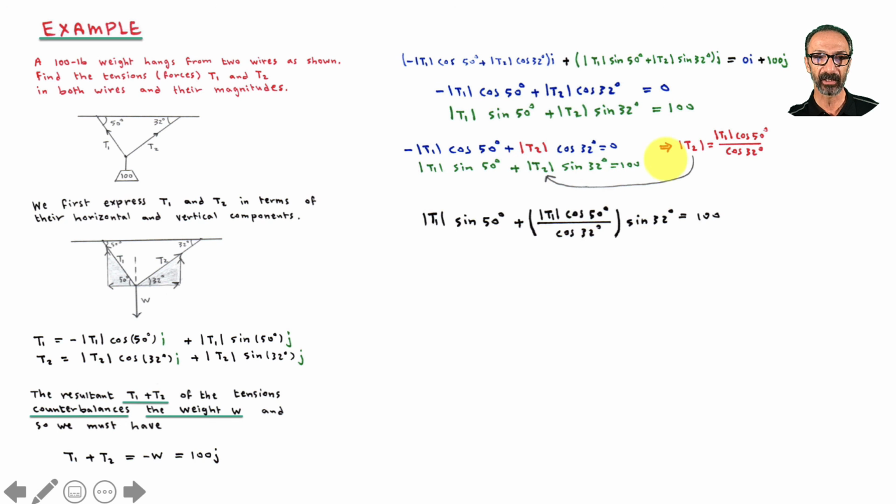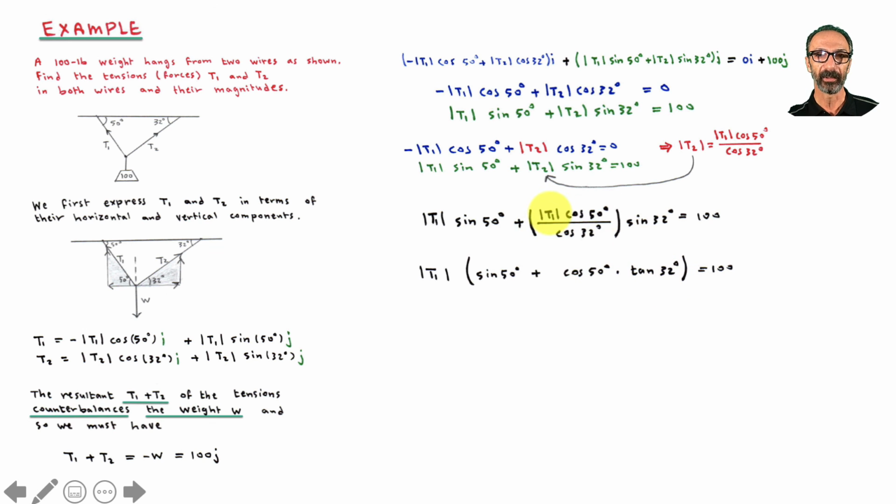I don't have to keep it colored anymore. I just want to see what is happening. All right, now this and this talk to each other. Sine 32 over cosine 32, that's tan 32.